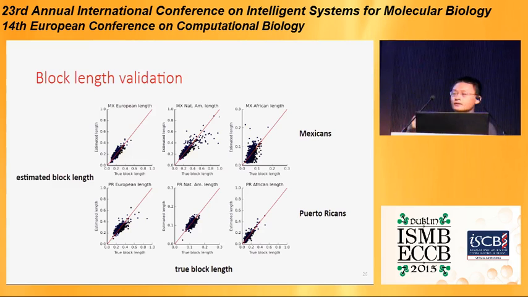The block length is interesting because it tells you information about how many generations it has been since the initial admixture event. So here, again, each dot corresponds to an individual. The x-axis, the true block length measured in each of the parents, corresponds to each of the ancestry states. And the y-axis is the estimated block length from our algorithm. And again, for the block length, we are also getting very accurate estimations for each of the ancestry blocks.